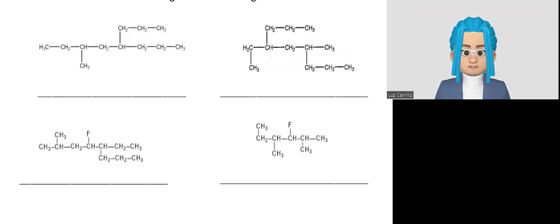When it comes to these practice problems, I'm going to number them 1, 2, 3, 4. Make sure that you practice finding the longest parent chain and how to name alkanes that have different substituents.